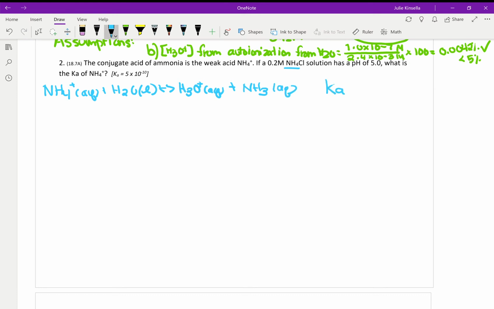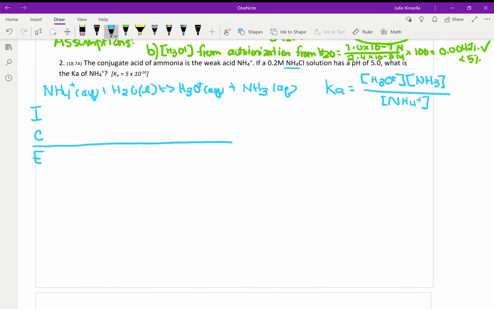Okay, our Ka expression is our products over reactants. So we have our concentration of hydronium and our concentration of ammonia over the concentration of our weak acid. All right, so we're going to set up our ice table. All right, and then we're going to go ahead and fill in our initial concentration of our weak acid, which is 0.2 molar. We're going to say again that the amount of hydronium from the autoionization of water is going to be less than 5% of the hydronium from the weak acid. We're going to start with 0.